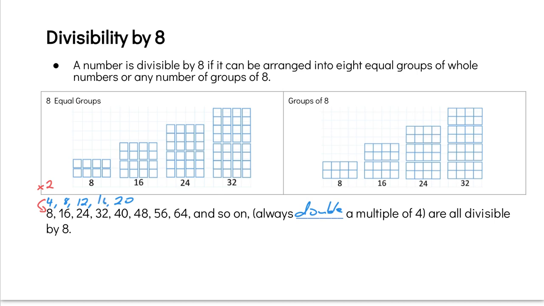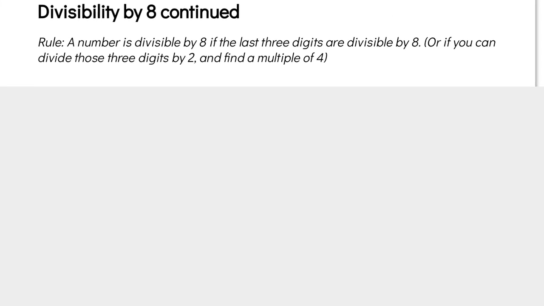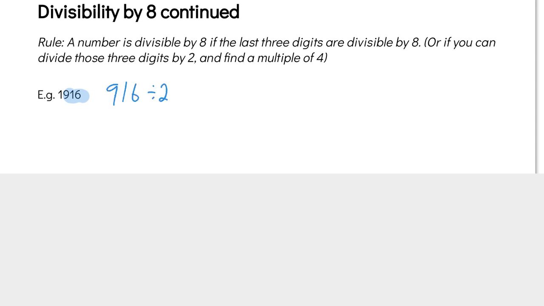All right, let's see how that looks in action. All right, here's our first example. We have 1,916. So first of all, we know we can ignore the thousands, so let's just look at these last 3 digits, 916. We're going to divide it by 2 to see if we can find a multiple of 4. So when we divide it by 2, this one's a tricky one. 900 divided by 2 is 450. 16 divided by 2 is 8. So 450 plus 8, 458. All right, now we're looking for a multiple of 4.